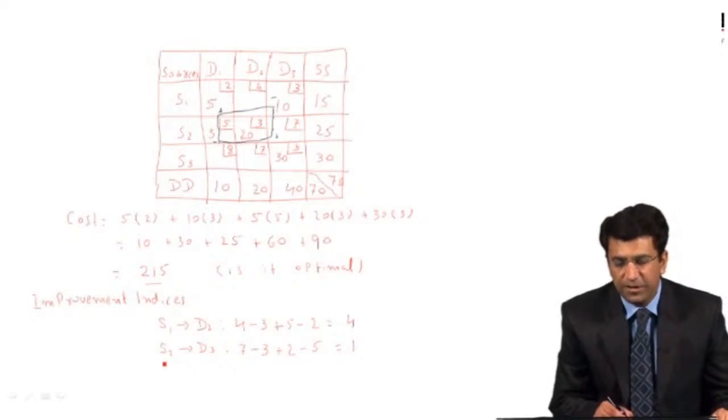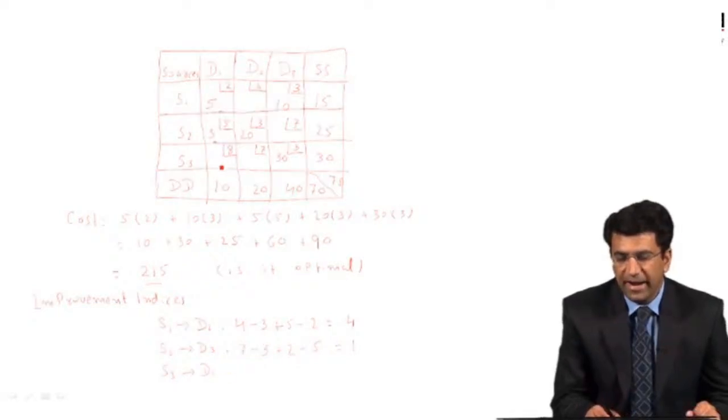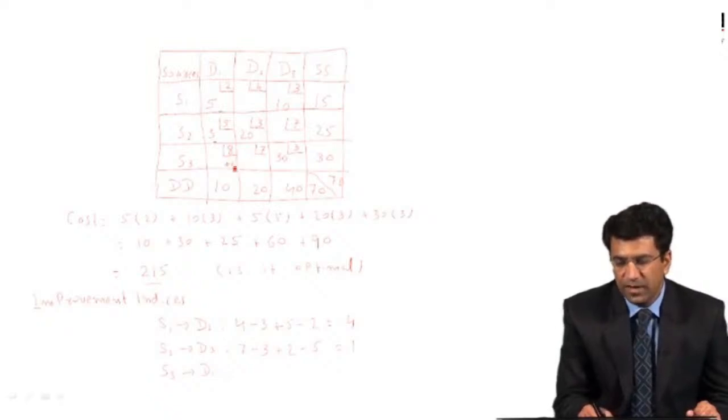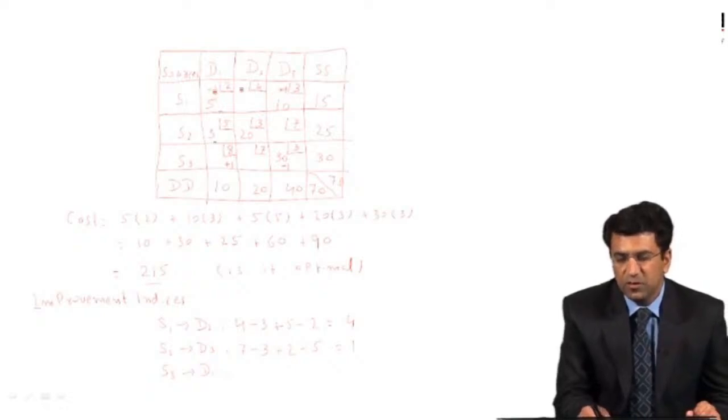Now let's calculate the improvement index for the next empty cell, that is S3 to D1. If we add some quantity here, we cannot subtract here because of that empty cell, and of course we cannot subtract from the empty cell. So we can subtract this similar quantity here, and again we can avoid that empty cell. We can move here and add that quantity here, and again in order to balance this row total, we can subtract that quantity here. So this will be the loop from S3 to D1.